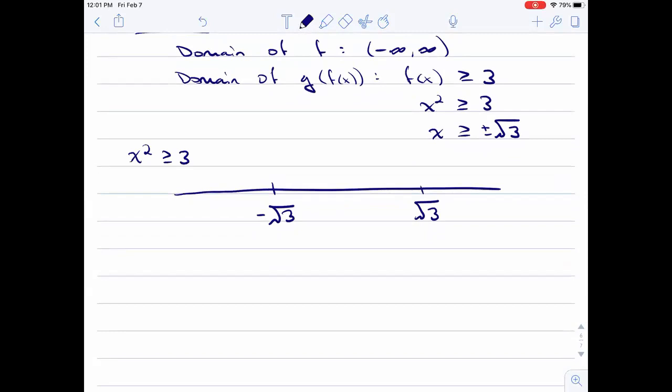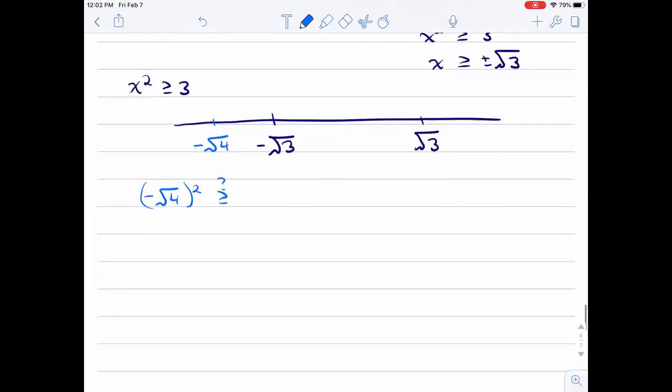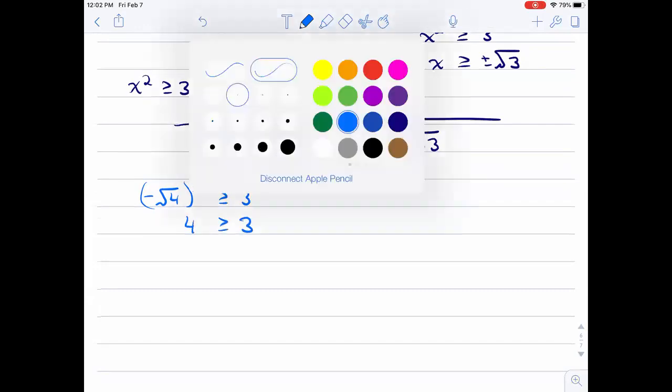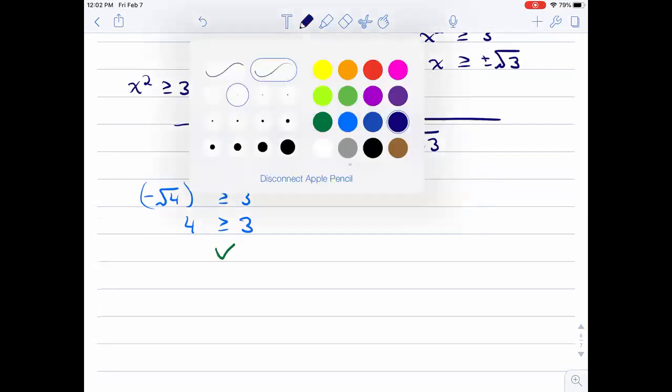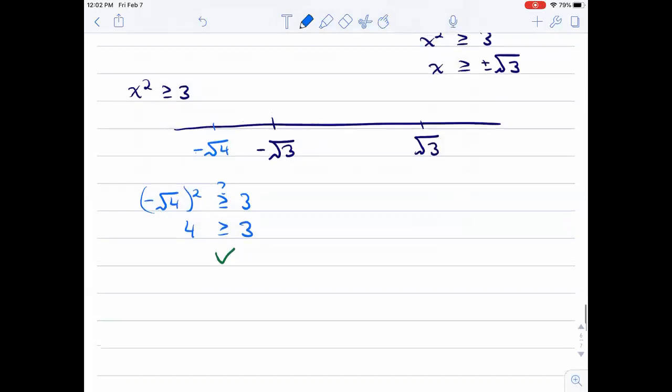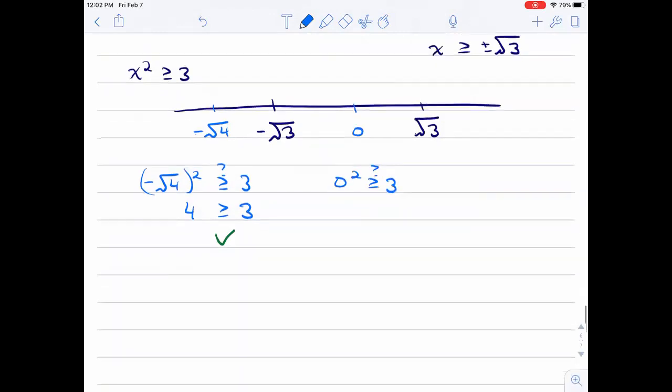If this is my x, so if negative root 3, negative root 4 as my test point, is going to be negative root 4 squared. Is it greater than or equal to 3? It is, right? Because 4 is greater than or equal to 3. So that one's good, right? Which means between negative root 3 and root 3, I'm going to pick a convenient value of 0. Is 0 squared greater than or equal to 3? No, it's not.